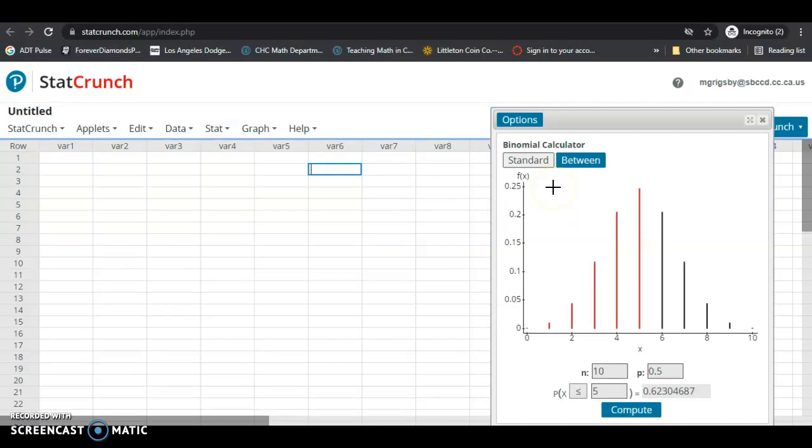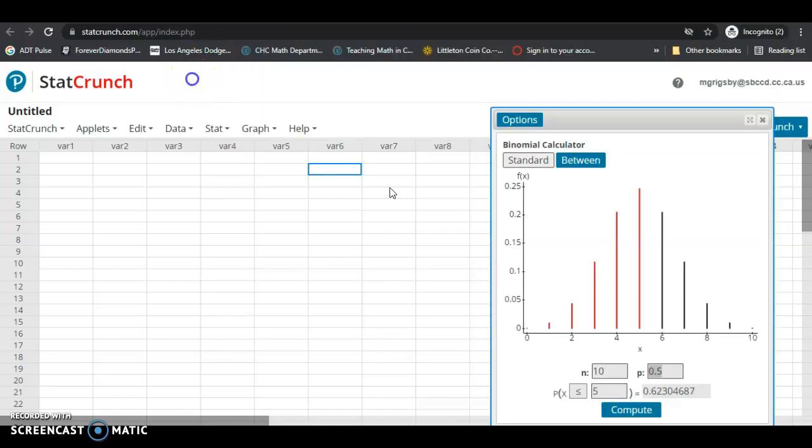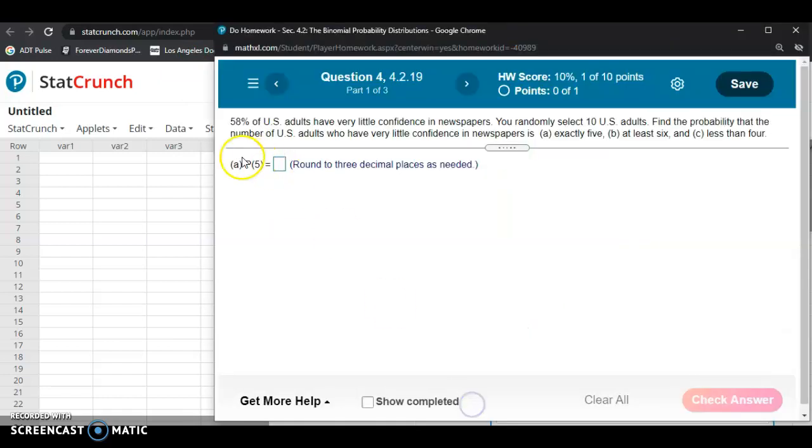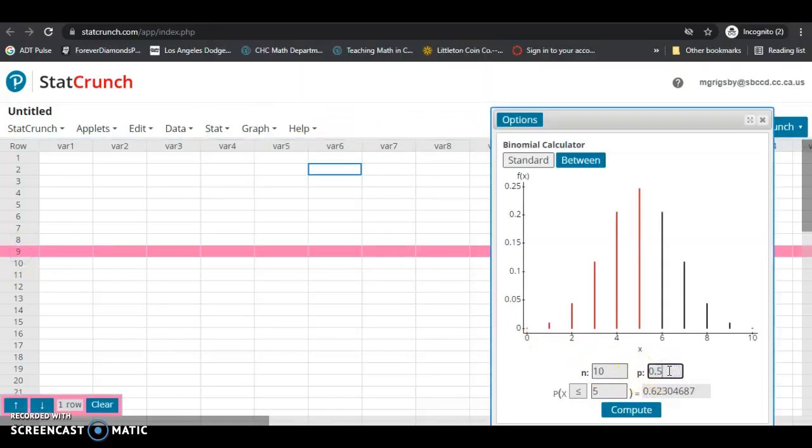What you're going to enter is the number of trials, and then the probability of success. In the problem, it says we randomly select 10 adults. Those are the number of independent trials, so n is equal to 10. Then the probability of success is 58%. You want to convert that 58% to a decimal. It is 0.58, so you take the decimal point in the percentage and move it 2 places to the left. So our probability of success is 0.58, and that's what we're going to put here in the calculator.